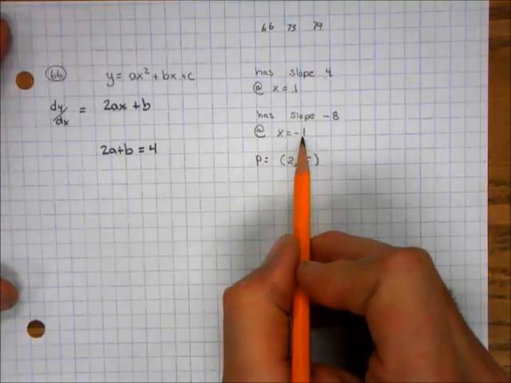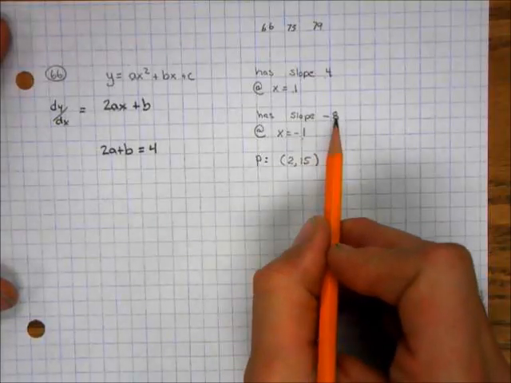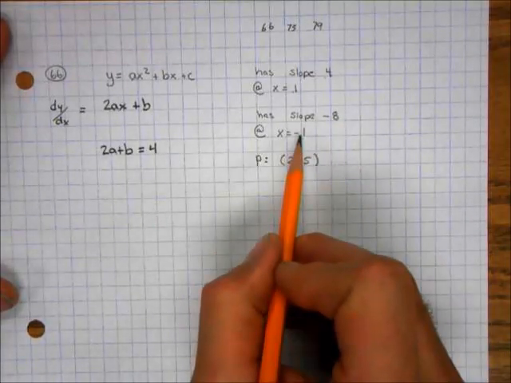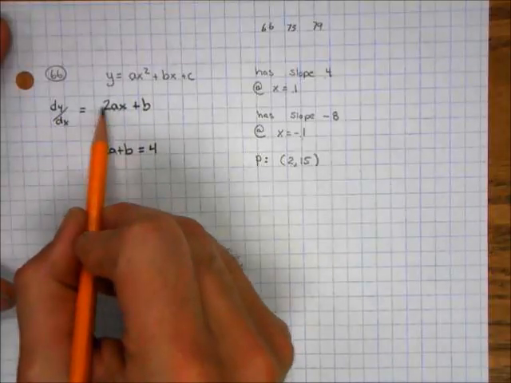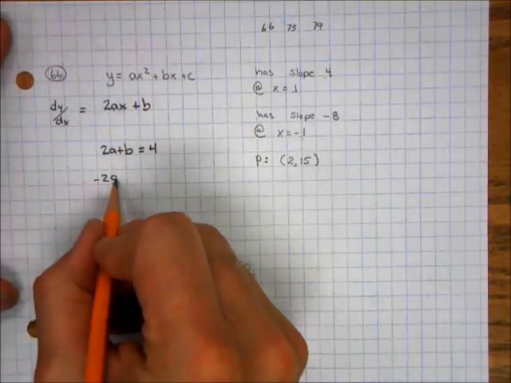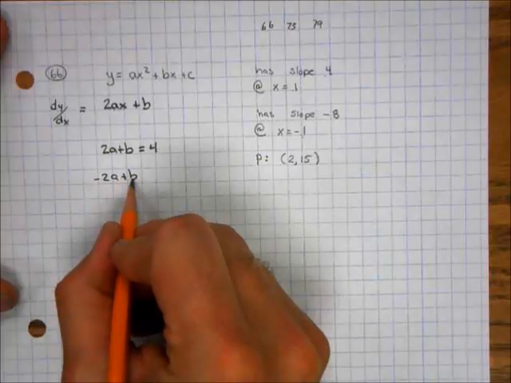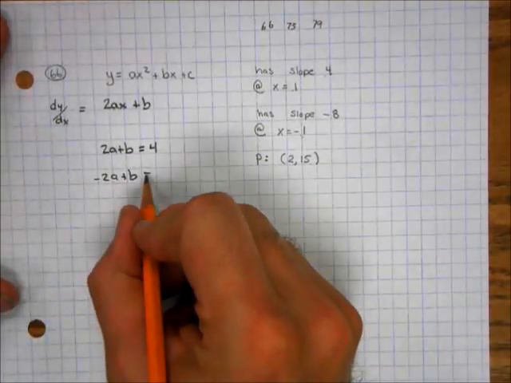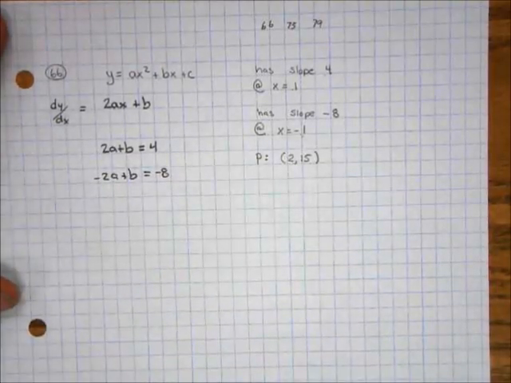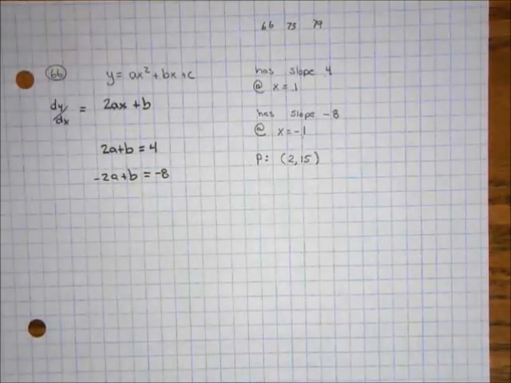Okay, if I input -1, it should equal -8. So -2a plus b is equal to -8. Okay, I do have a system. I have 2 unknowns. I have 2 equations. I can find out what A and B are right now.